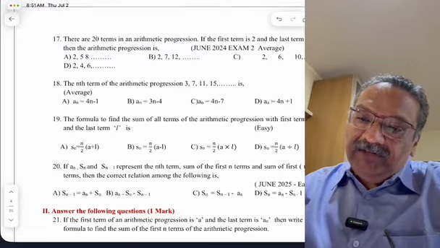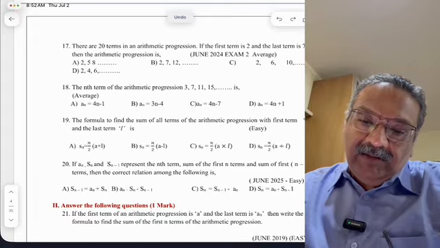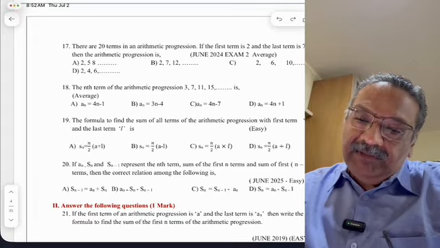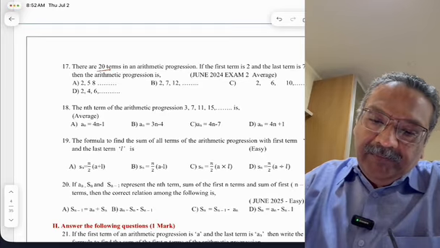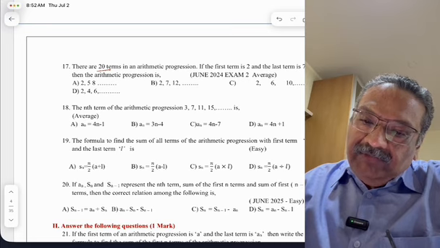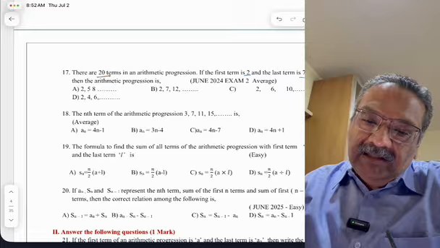Next, let's come to the 17th question. What does it say? There are 20 terms in an arithmetic progression. So n is 20. If the first term is 2 and last term is 78, then the arithmetic progression.